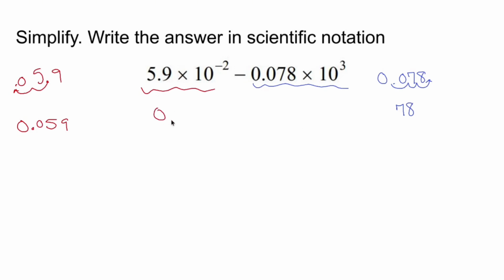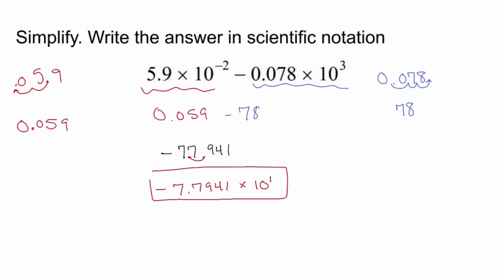So now I end up with 0.059 minus 78, which becomes negative 77.941. That number is too big. I'm supposed to have a dot in between the 7 and the 7. So that becomes negative 7.7941. Since I moved over 1, and yes, I see the negative there, but the digit itself is greater than 10, that's going to become a positive exponent, so 10 to the first. Gross, but we did it.